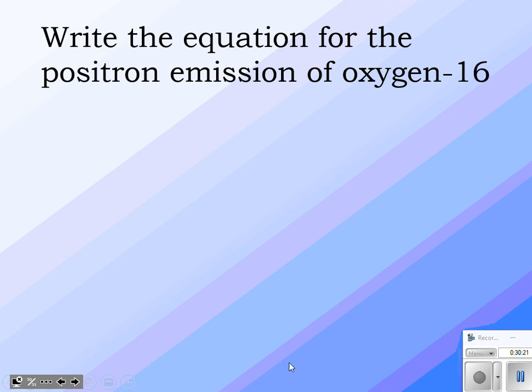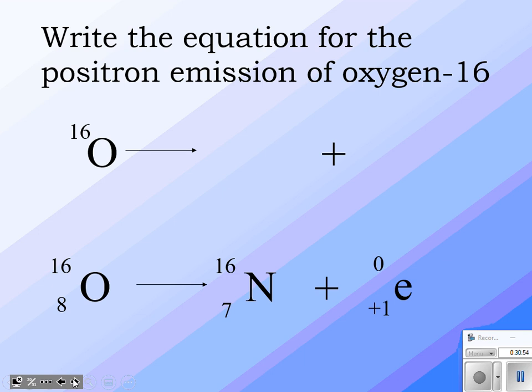Now, I'm going to give you a second here. We'll see how well you know this. Write the equation for the positron emission of oxygen 16. So write this equation in your notes, then I'll show you it. Now, what do you think? Oxygen 16 right there. What's the bottom number going to be for oxygen? 8, correct? So what's 8 minus 1? 7. My mass stays the same because the top number does not change, and then I have the positron being released.